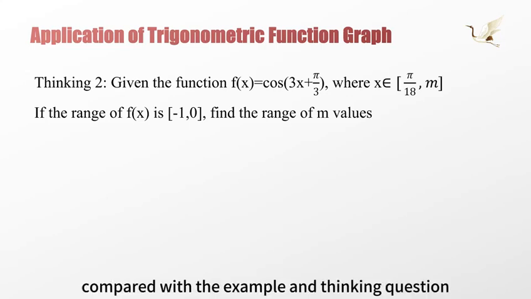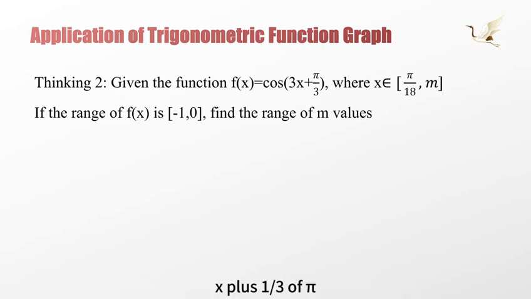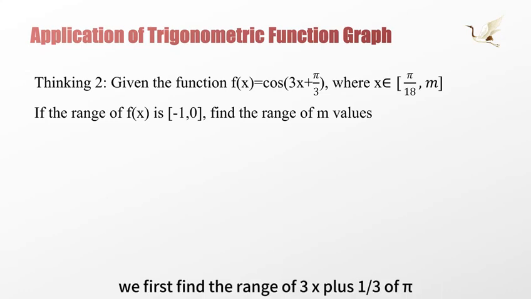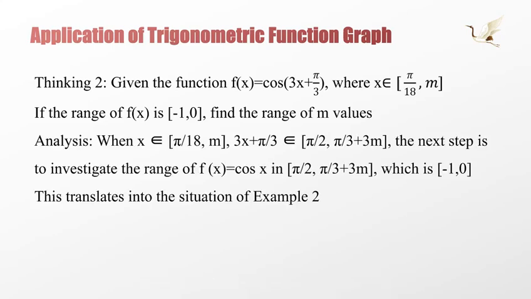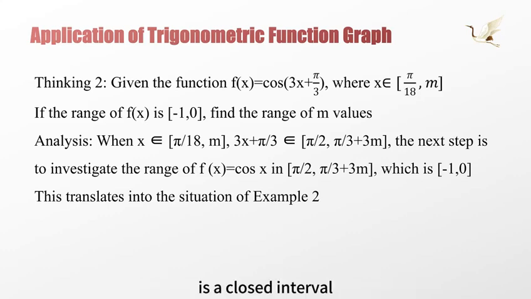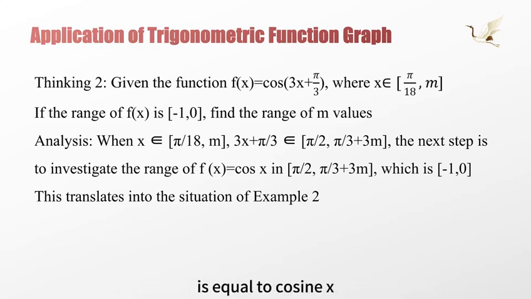Compared with the example and thinking question just now, the function in this question becomes cosine of (3x plus 1/3 pi). Then we can continue the thinking of question 1. We first find the range of 3x plus 1/3 pi, and then find the value range of m. When x belongs to the closed interval from 1/18 pi to m, 3x plus 1/3 pi is in the closed interval from 1/2 pi to 1/3 pi plus 3m. Then we only need to consider the case that f(x) equals cosine x in the closed interval from 1/2 pi to 1/3 pi plus 3m, and the value range is -1 to 0.